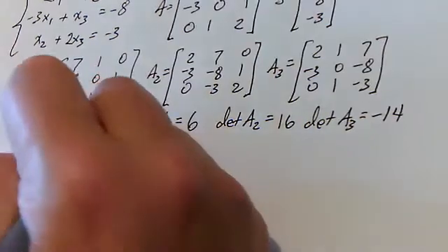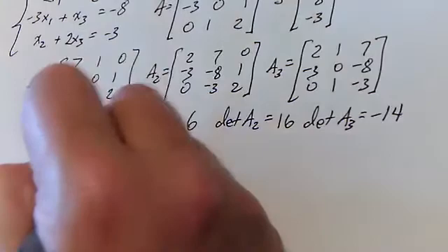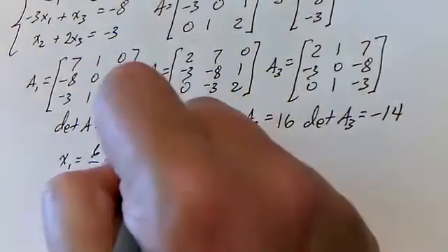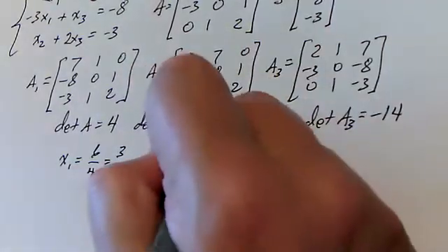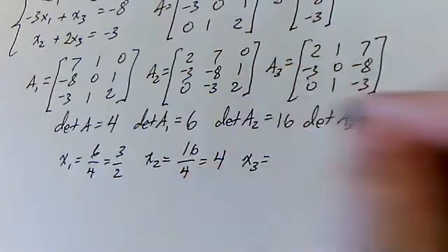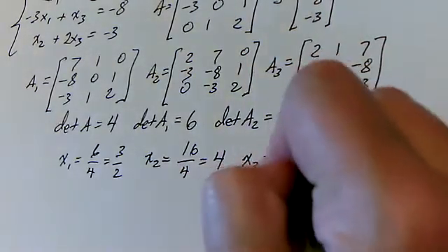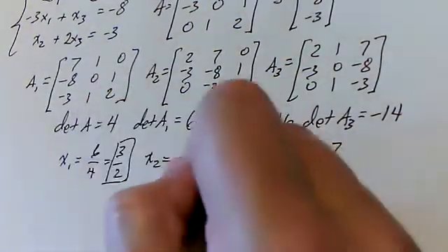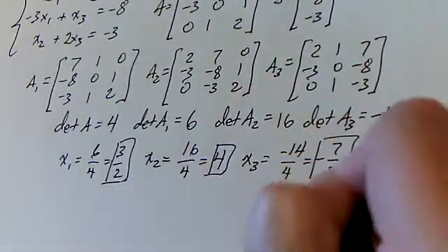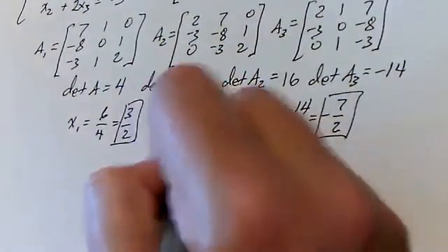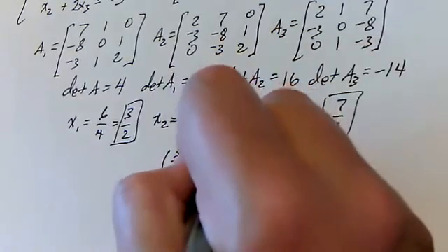Okay, so x1 then is going to be 6 divided by 4. That's 3/2. x2 is going to be 16 divided by 4. That's 4. And x3 is going to be -14 divided by 4. That's -7/2. So there are my solutions. You could write those as a triple: 3/2, 4, -7/2.